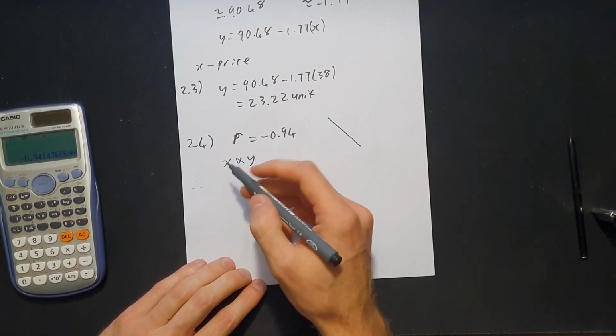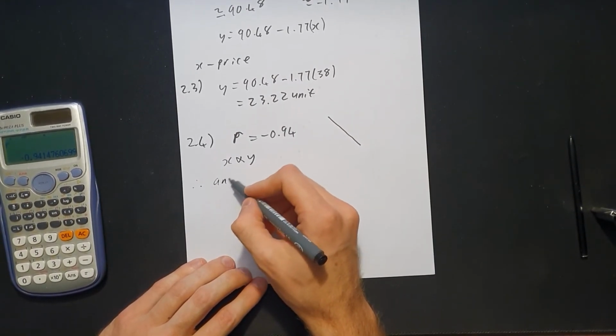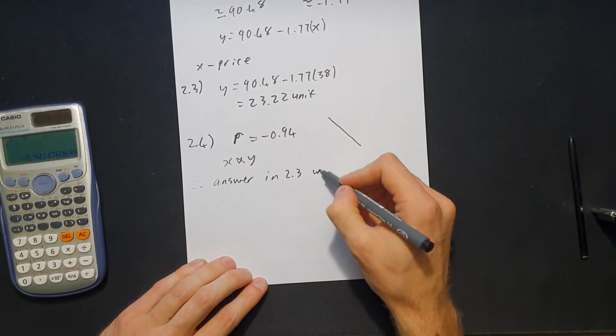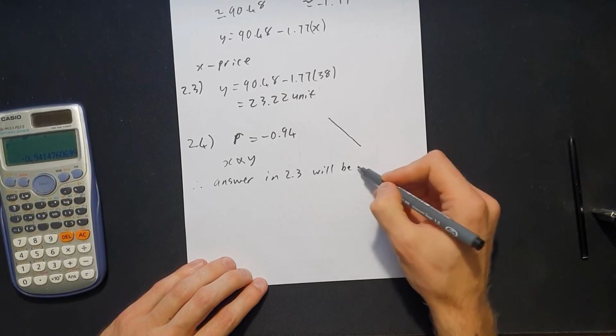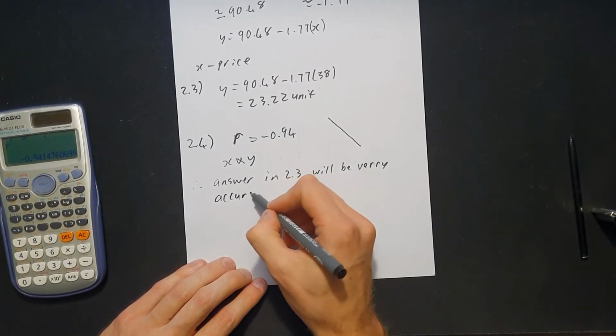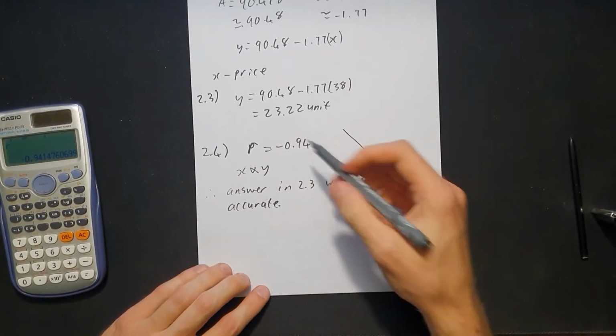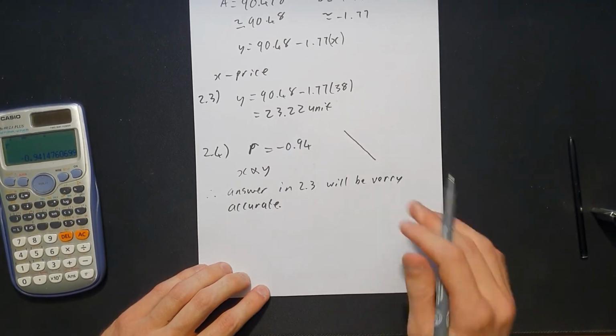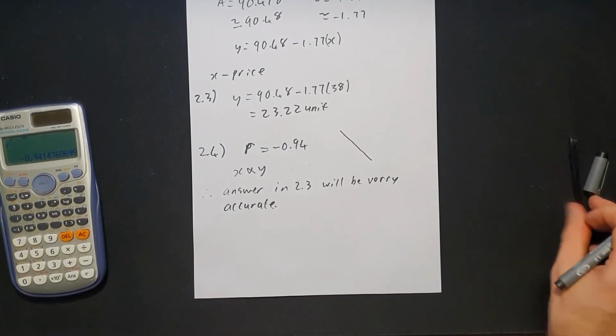You can see it's very close to that 1-to-1 relationship. Therefore, you can conclude that your answer in 2.3 will be very accurate. Why? Because the relationship between X and Y is almost 1-to-1. Okay, and that's how we go about doing this question.